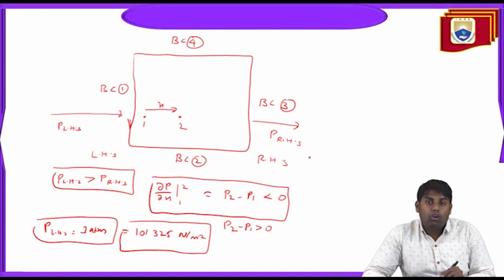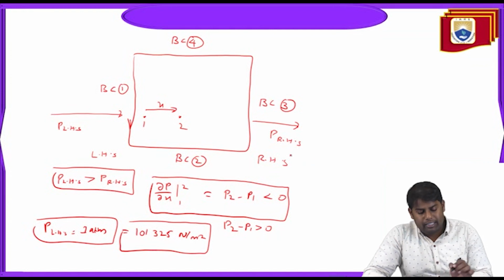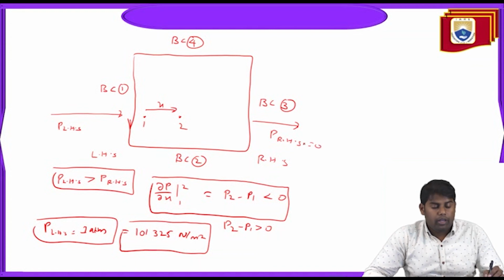At RHS, what will you give? You will give less than this. Let us take P RHS as 0, so let us take it as a vacuum. Okay, so what happens actually? When you assign the values directly to the boundaries, that sort of condition is called the Dirichlet boundary condition.